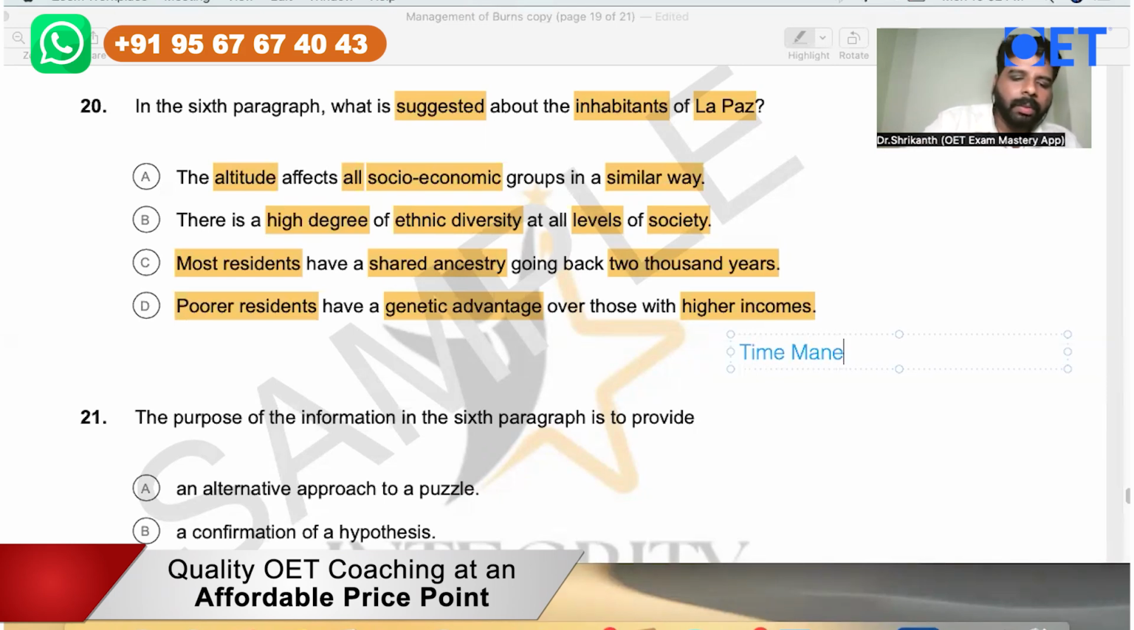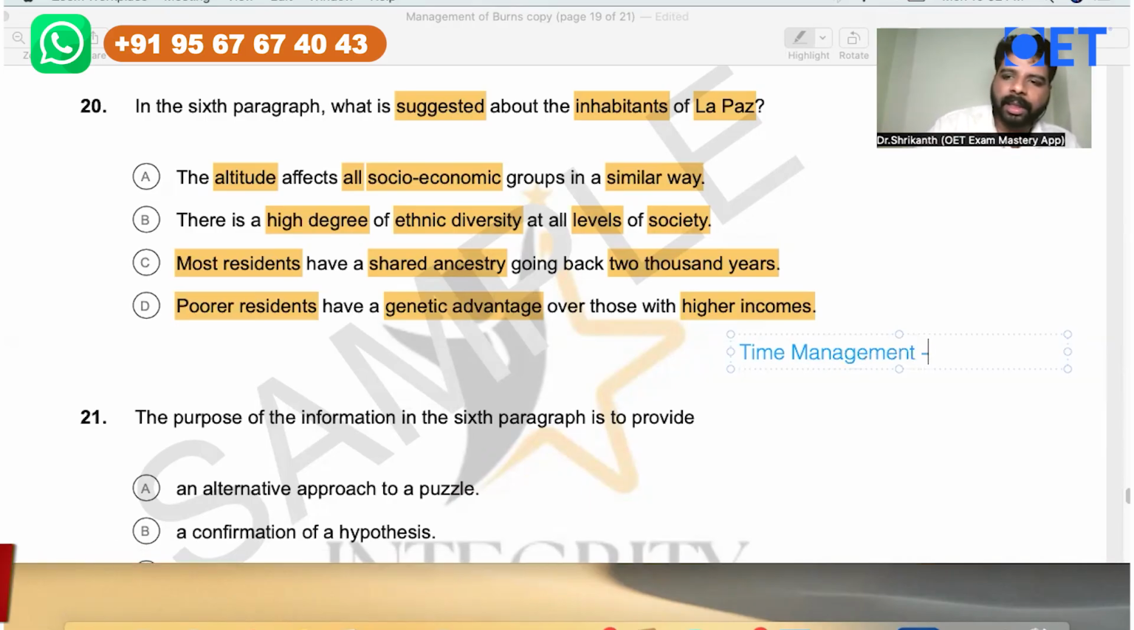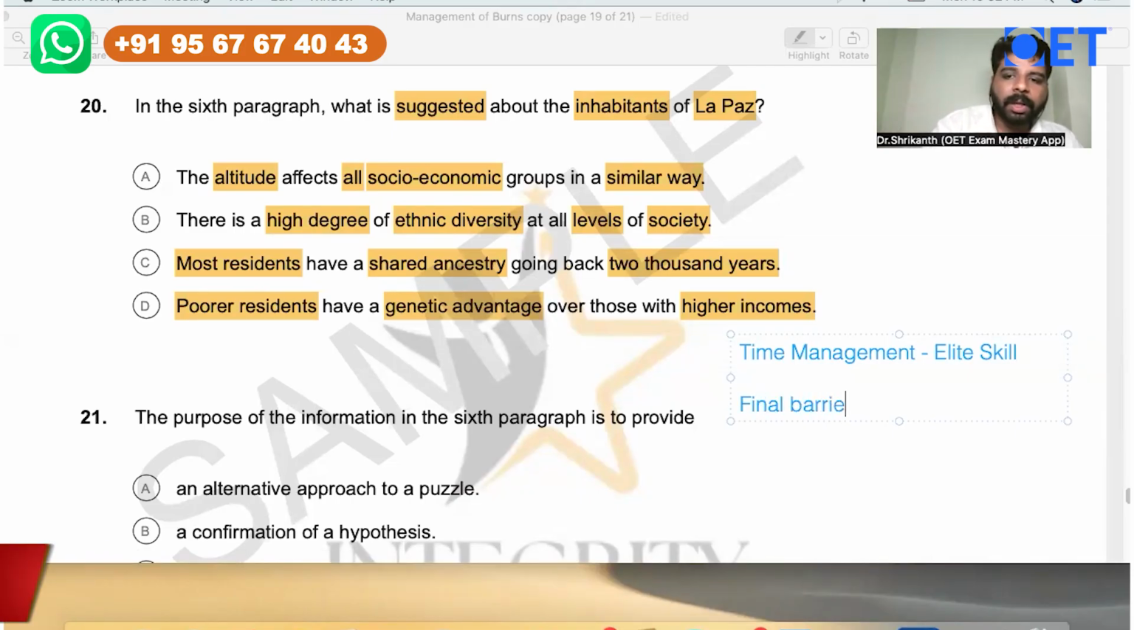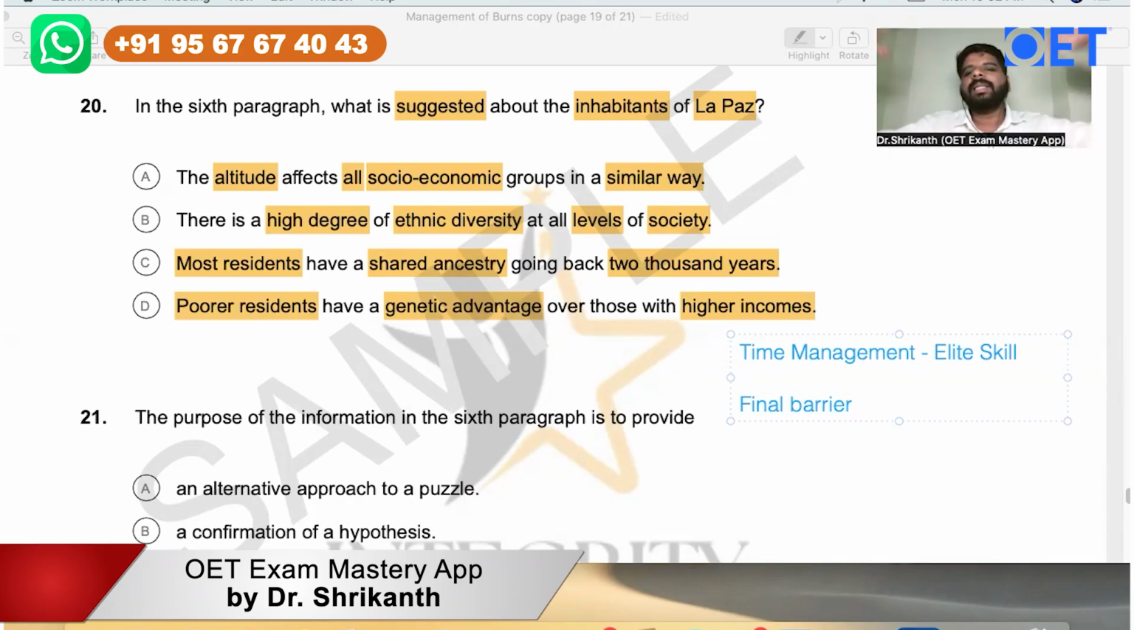Now this is one question that everyone wants to ask me, and sometimes they do ask, how do I improve my time management skill? Now you need to understand that this is an elite level skill. Time management is the elite level. That is, it is the final barrier. Okay, that is the last thing that you need to be worried about. Before that, there are a lot of other layers.